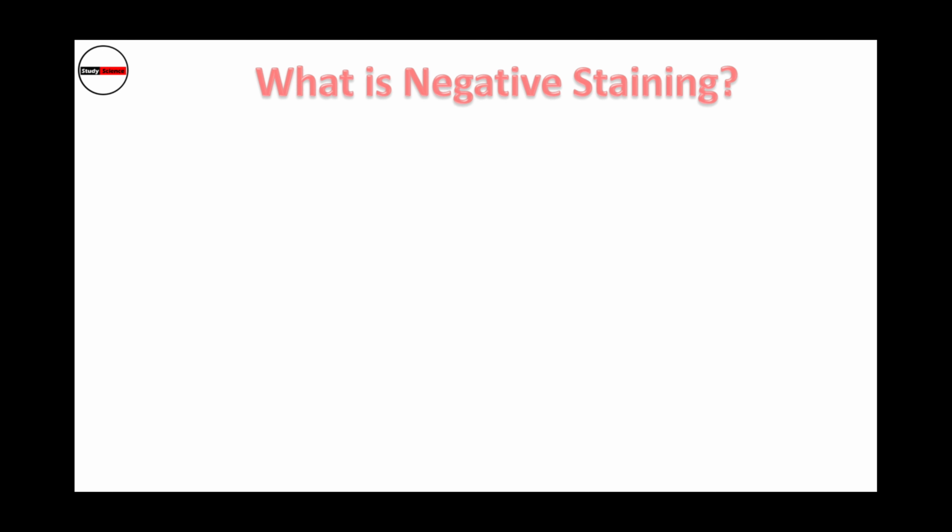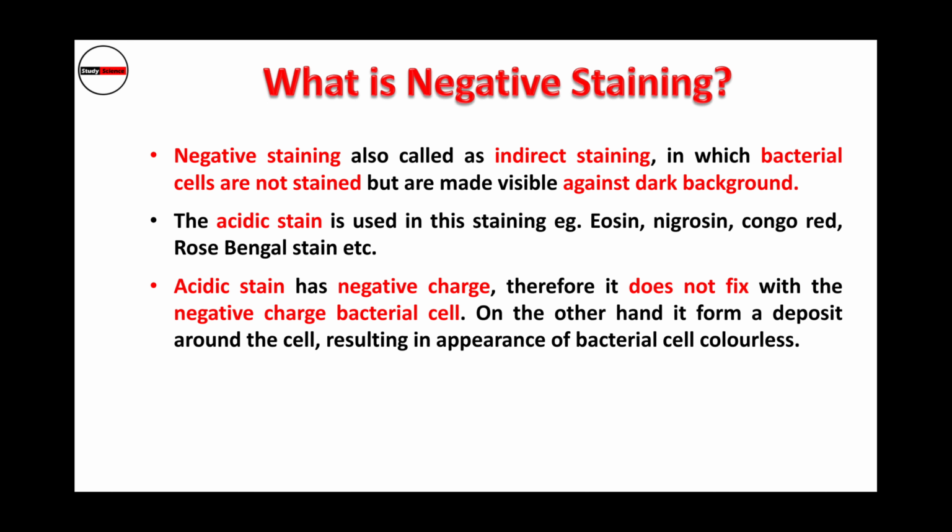What is negative staining? Negative staining is also called indirect staining because in negative staining we do not stain the bacterial cell. We stain or we give the background to the bacterial cell. The acidic stains used in this staining technique are eosin, nigrosin, Congo red, rose bengal, etc. Any one from these we can use for negative staining.